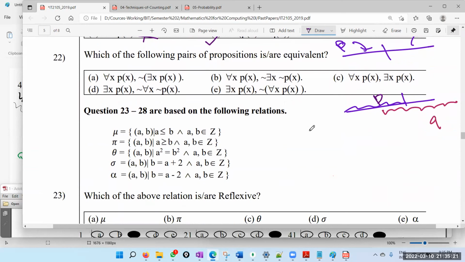22. Which of the following pairs of propositions is equivalent?